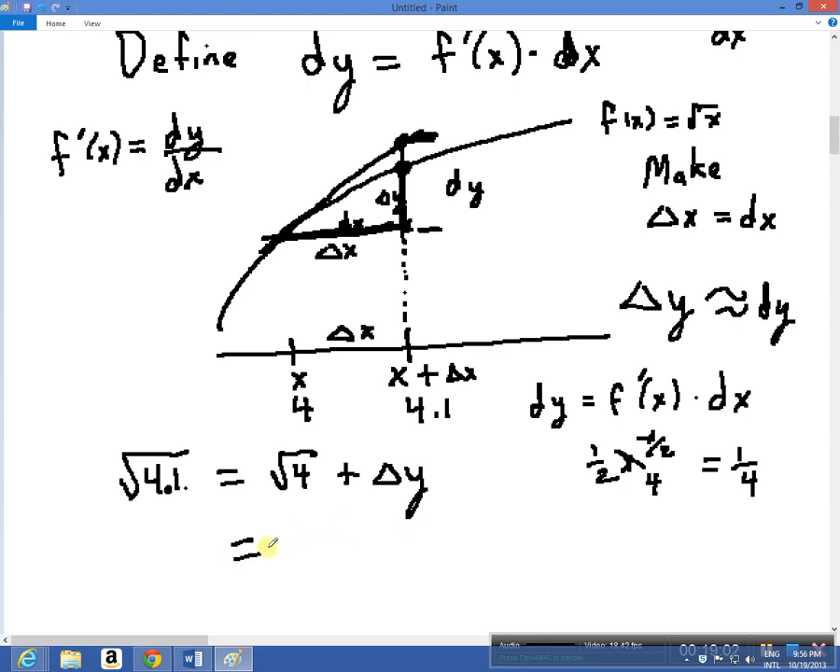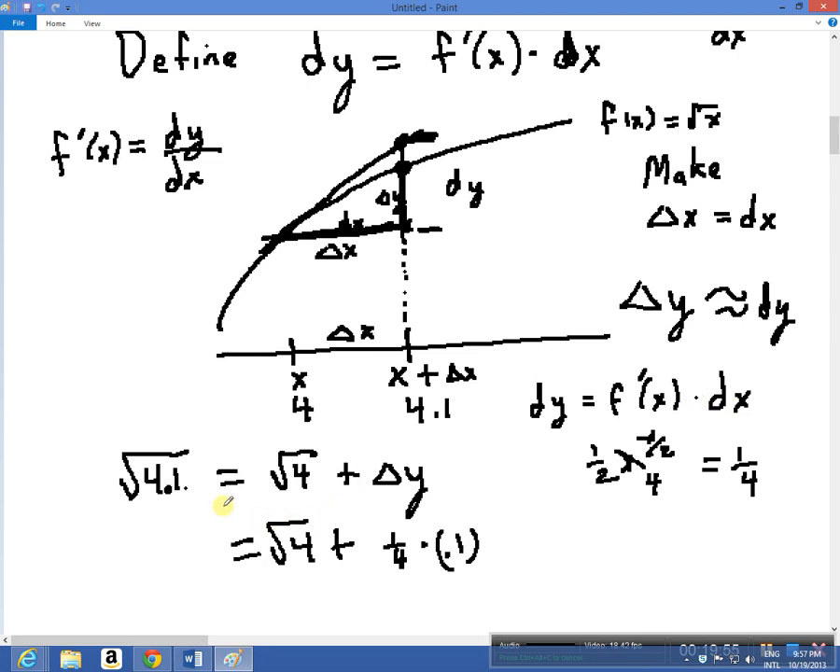So here's what's happening. Square root of 4 plus delta y. Delta y, we're taking our approximation of delta y to be dy. dy is the derivative times dx. So instead of dy, I'm going to put the derivative 1/4 times dx. And remember I said dx and delta x are the same? So delta x, dx are both 0.1. So here's the story. You calculate the y value at a point that you know, which is really easy to do, square root of 4. And then you tack on this dy, which is the value of the derivative, times delta x, which is the same as dx.